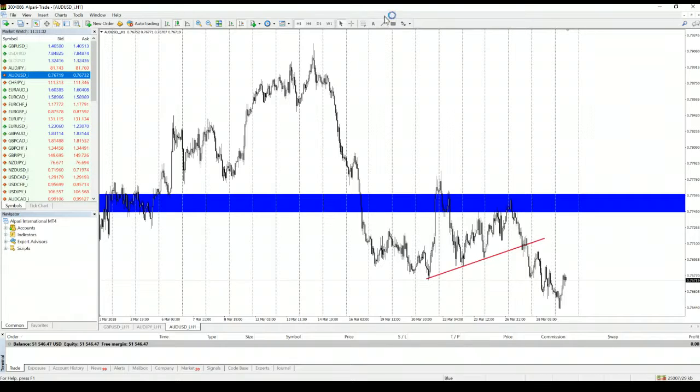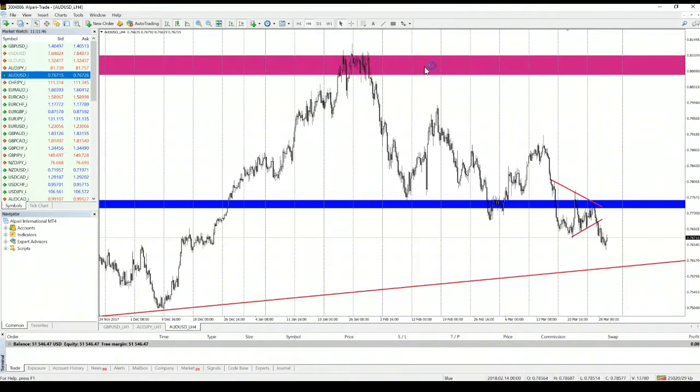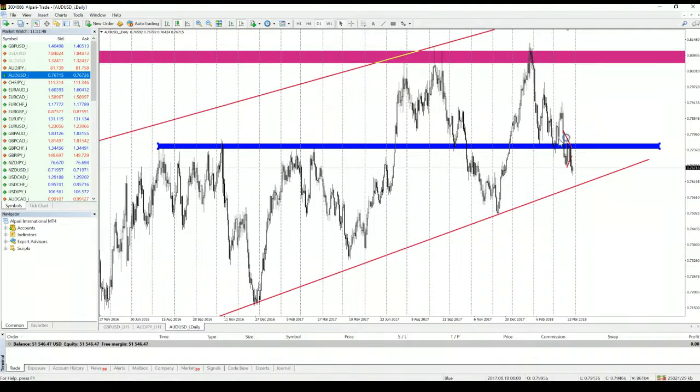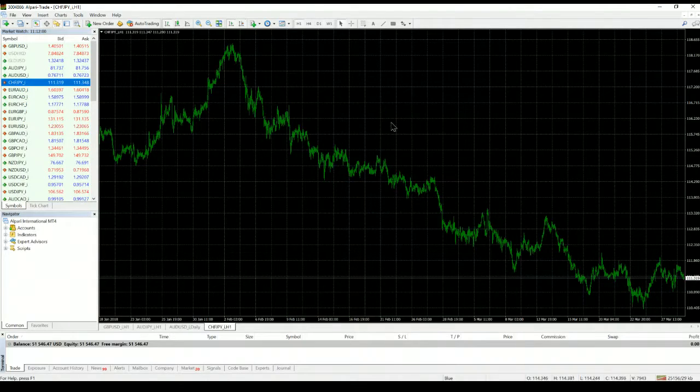What we got was a symmetric triangle pattern with breakout of the lower line of this symmetric triangle. So now I would look for a resistance here, and that would be a nice sell. I'm also keeping this situation here, although there is no trading signal here right now, but the pattern looks nice itself.